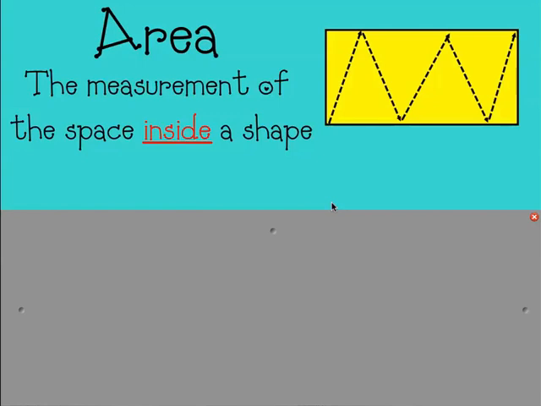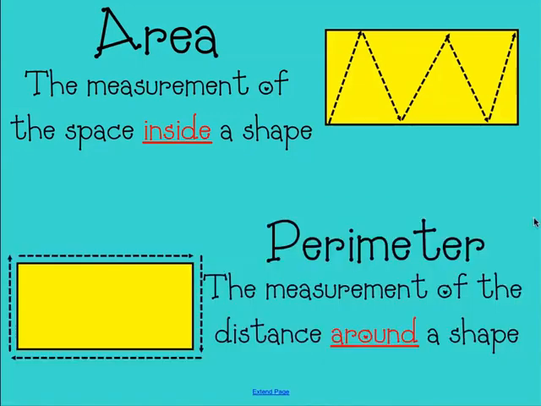Okay, so I know you studied area and perimeter in 3rd grade, so this is a review. Area is the measurement of the space inside a shape. So the measurement of the surface, all of the stuff that fills up the inside of a shape. And we're going to talk about area more tomorrow. Perimeter is the measurement of the distance around a shape. So all of the edge around the outside.